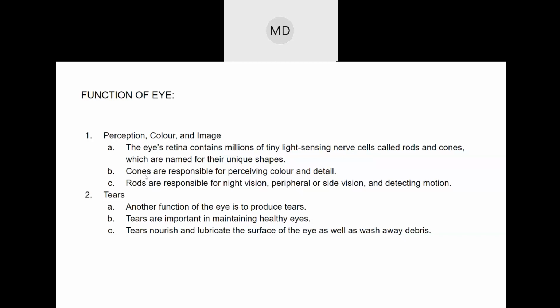Okay, then second function of eye is tears. First is to see. Okay, fine, all of you know about that we see through our eyes. Without the eyes we won't be able to see. So second is tears. Tears are also very important, not only for emotional purposes, but tears are very important. Why?